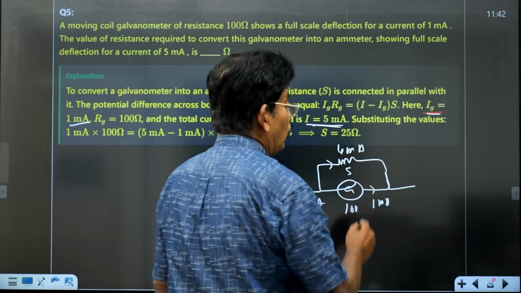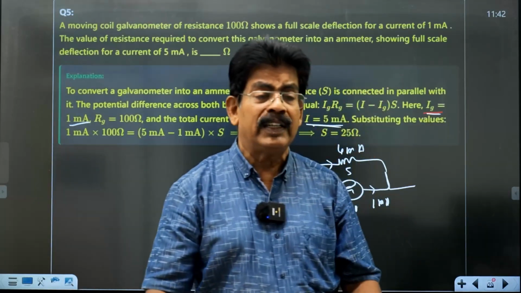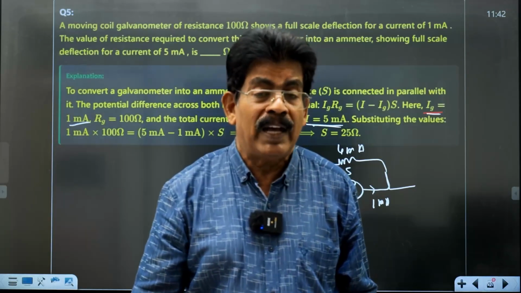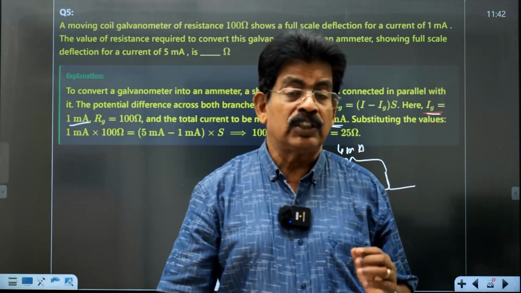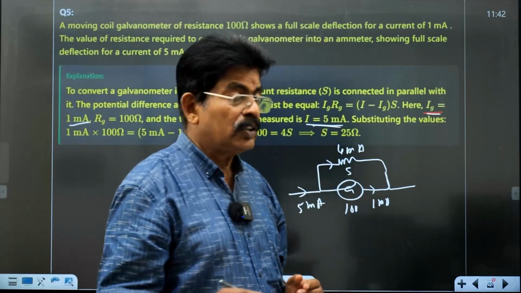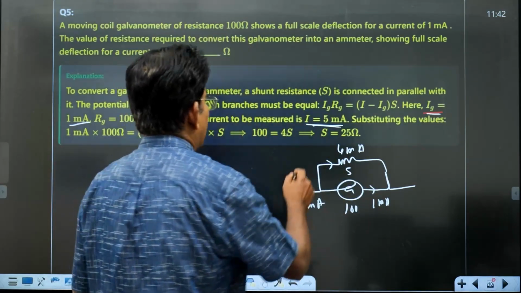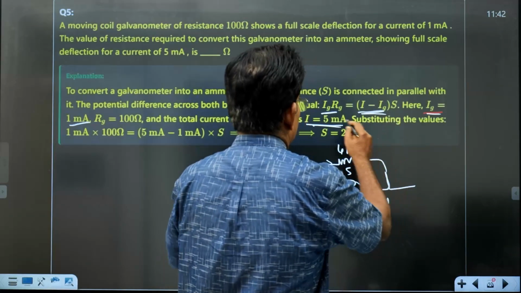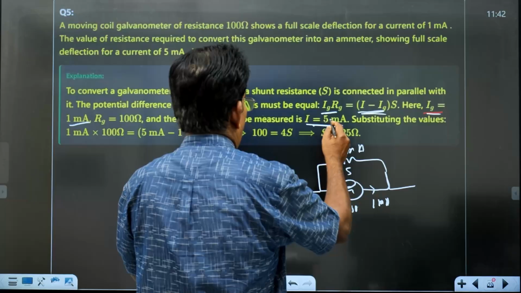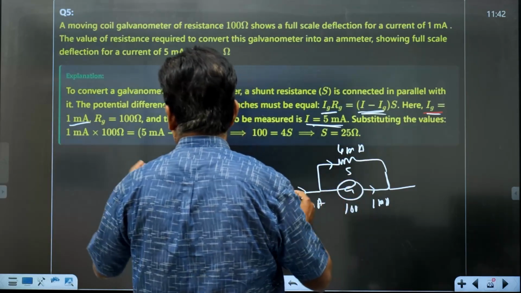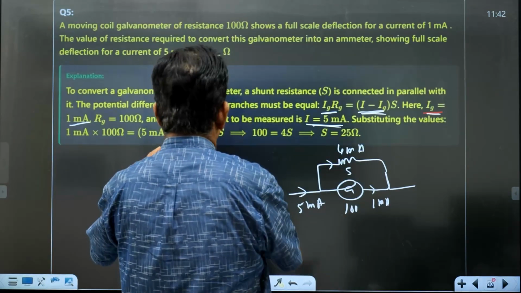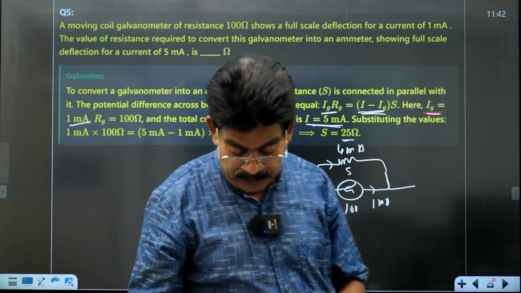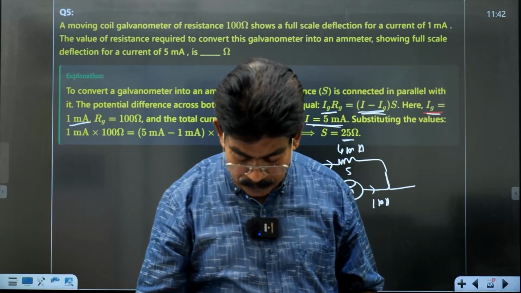In galvanometer converting ammeter problems, we don't remember any special formula. Only one thing we have to remember: shunt and galvanometer are in parallel. So potential difference across shunt is equal to potential difference across galvanometer. Potential difference across galvanometer is IG RG. Potential difference across shunt is I minus IG times S. We know IG is 1, RG is 100, and 1 into 100 is equal to 4 into S. S is coming to be 25 ohms. And the answer is coming to be 3.